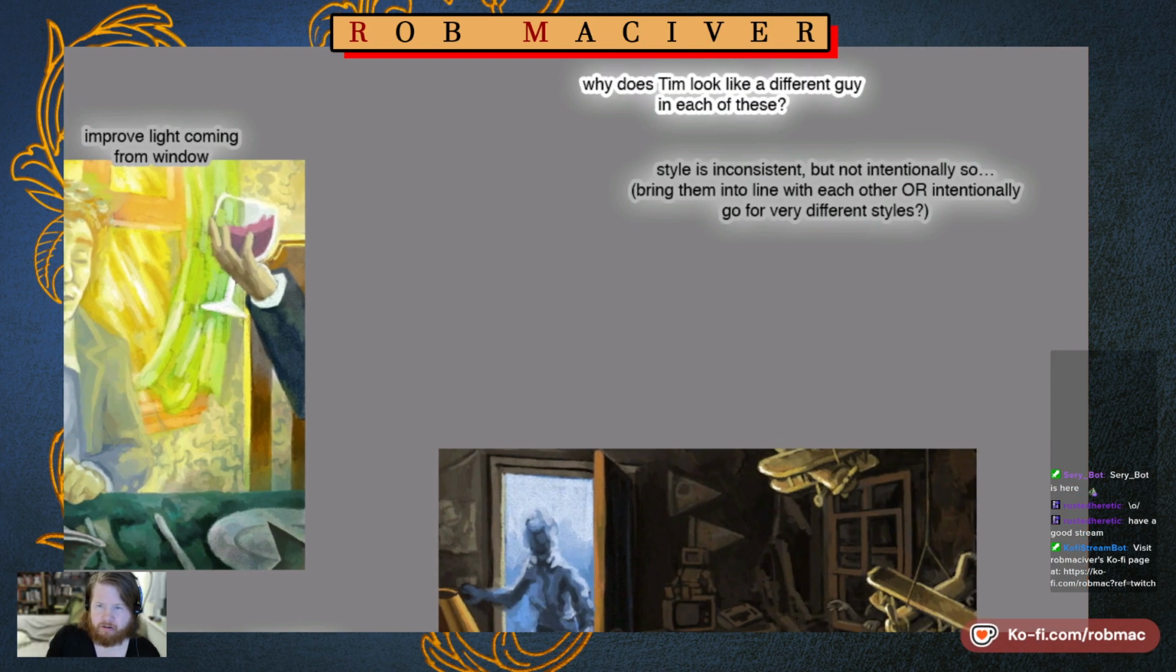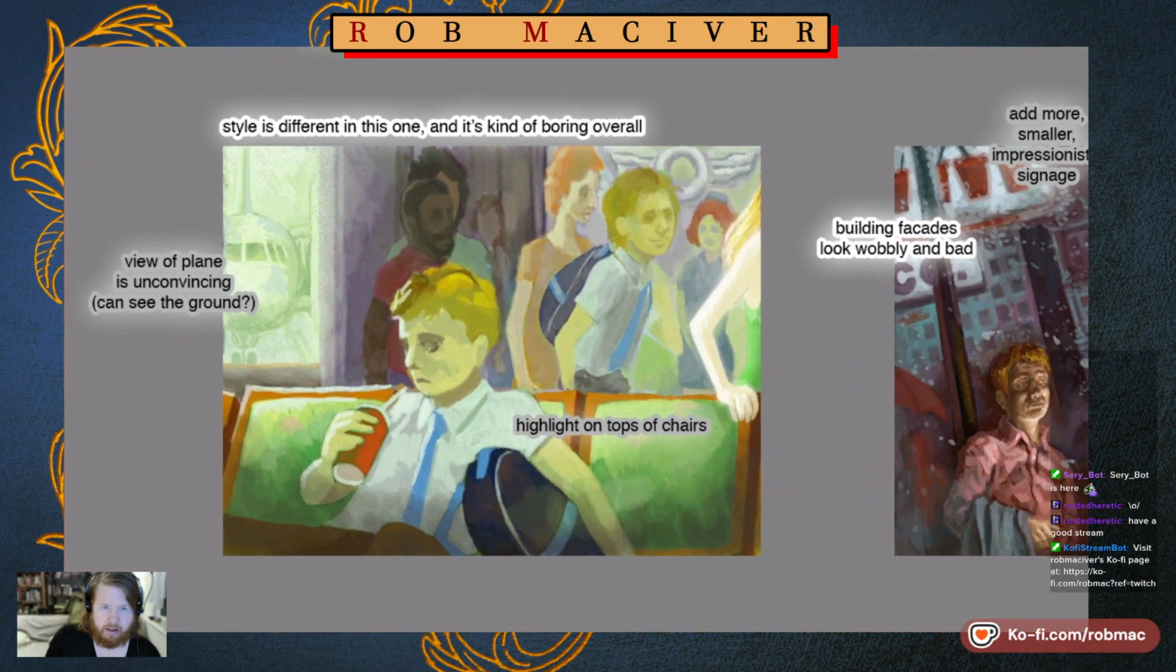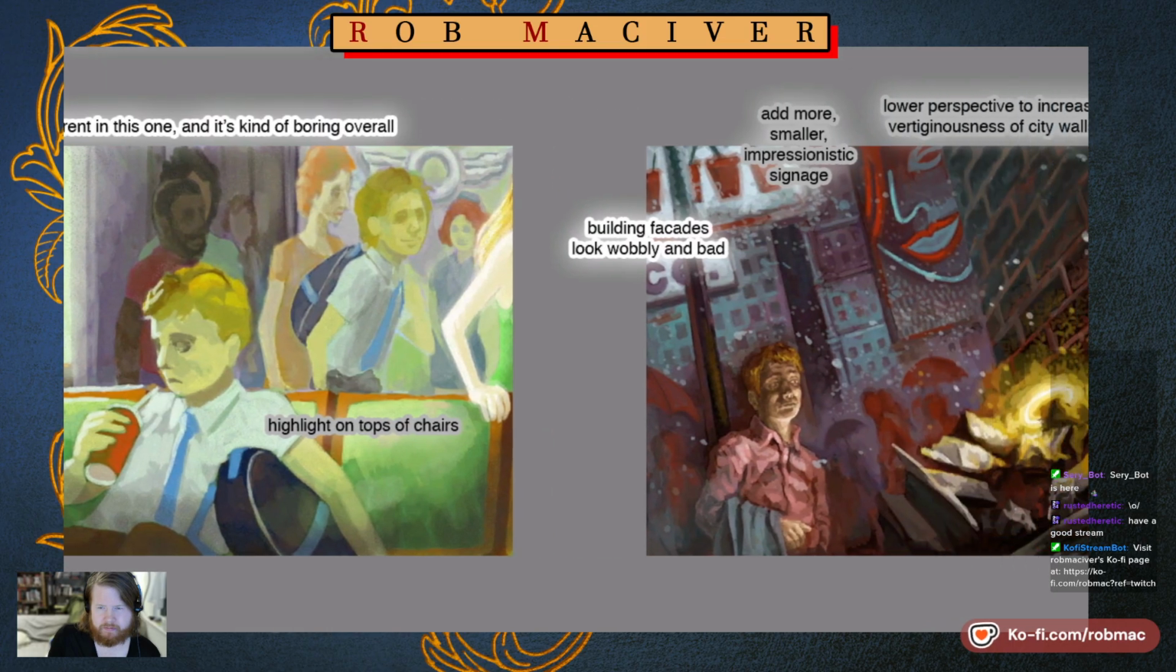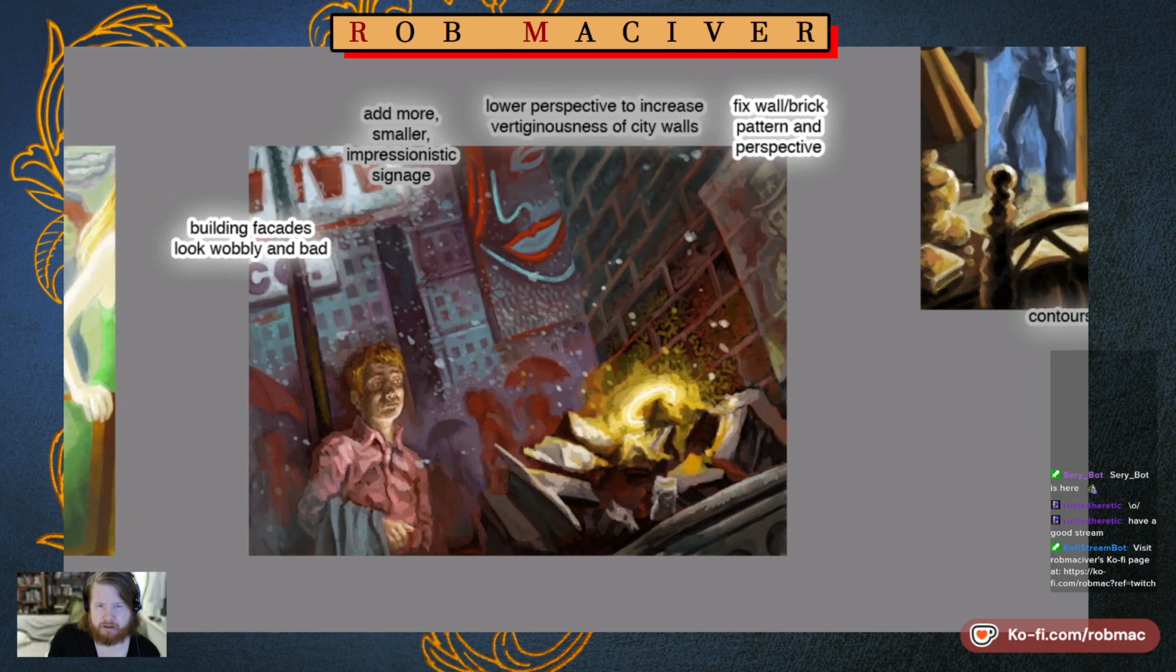Style is inconsistent, but not intentionally so. Bring them into line with each other, or intentionally go for very different styles. Style is different in this one, and it's kind of boring overall. Viewer plane is unconvincing. Can see the ground. Oh yeah. Highlight on top of chairs. Building facade looks wobbly and bad. Add more smaller impressionistic signage.